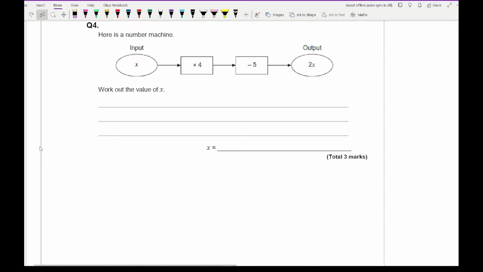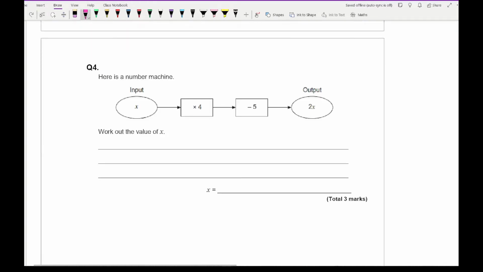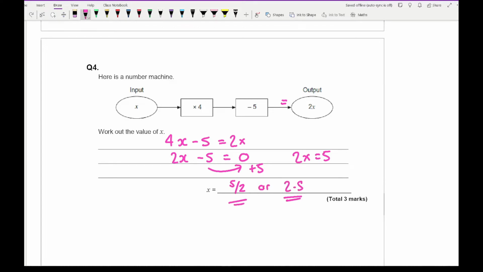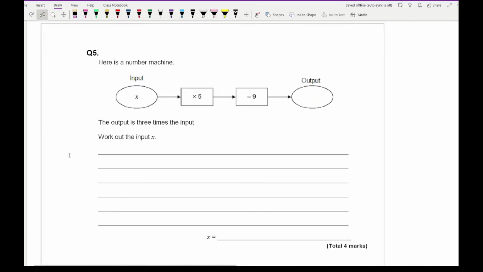Moving on to question 4, again number machine. So it says work out the value of x. Now for this, what I need to do is write down what it is. So here I've got x times 4, which is 4x, minus 5, and that equals 2x. So from this, I've got a double-sided equation. So I take away the smallest x from both sides, so end up with 2x minus 5 equals 0. Take the 5 over to the other side, so end up with 2x equals 5. So then x is either going to equal 5 over 2 or 2.5, depending on whether you prefer to work with fractions or decimals.